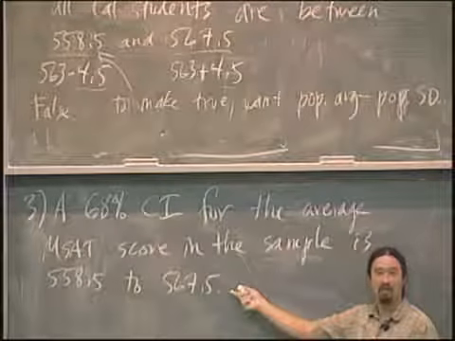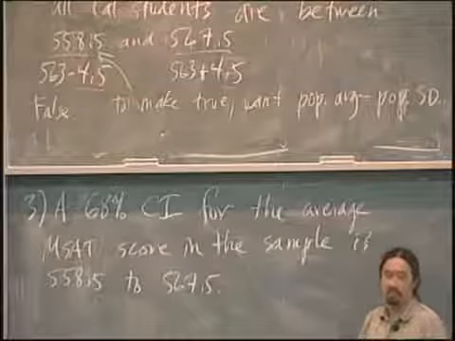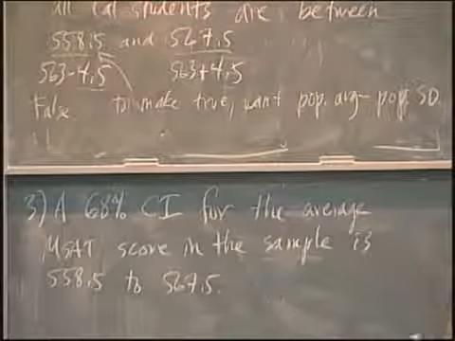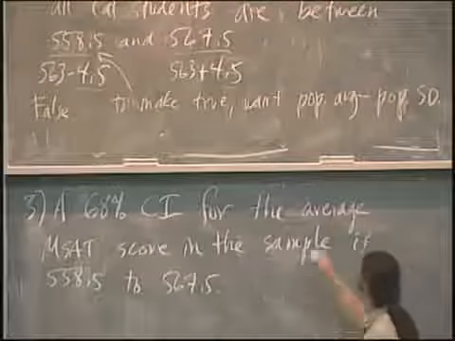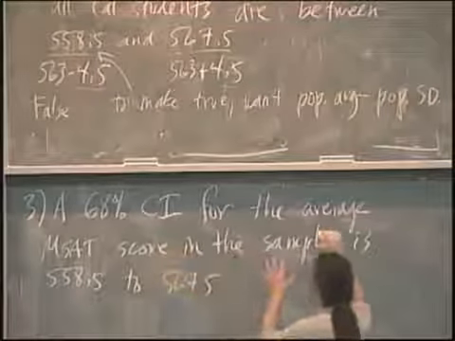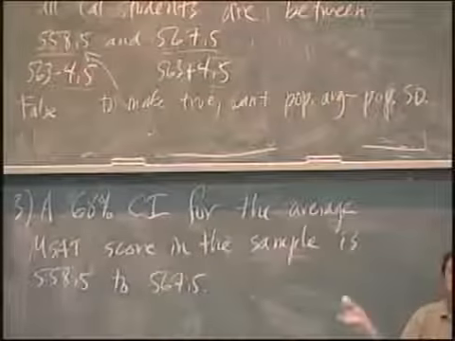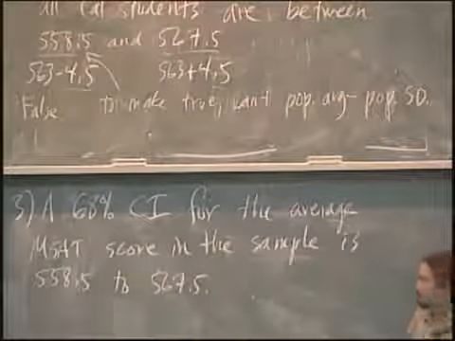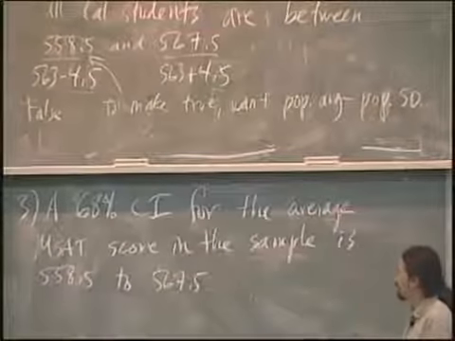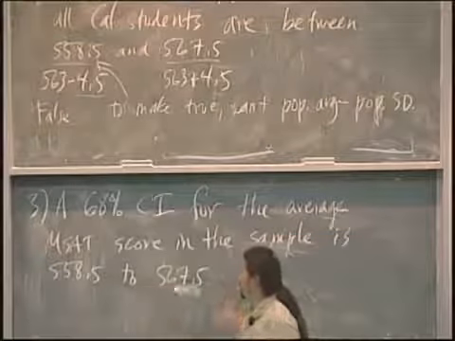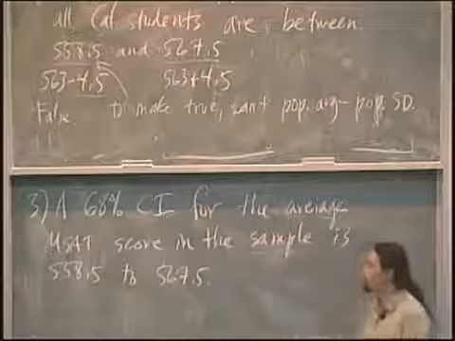You don't need a confidence interval for something you know, and in general, confidence intervals are for parameters, not for statistics. So the average MSAT score in the sample, that's a statistic, it's not a parameter. In general, there's no reason to make a confidence interval for that, and for this problem in specific, you actually know it, right? You actually know the average score in the sample, so it's just in there.